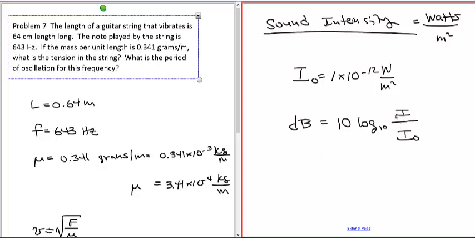So if this were the same, 1 times 10 to the minus 12, you'd end up with log 1. Log base 10 of 1 is 0, and so you get 0 decibels. If you had 1 times 10 to the minus 11th divided by 1 times 10 to the minus 12, that would be a ratio of 10. Log base 10 of 10 is 1, so you get 10. So every time you increase the power by a factor of 10, the decibels increase by 10 units.